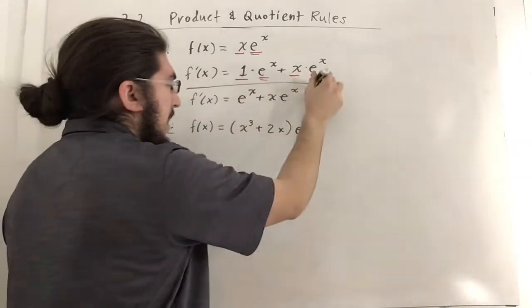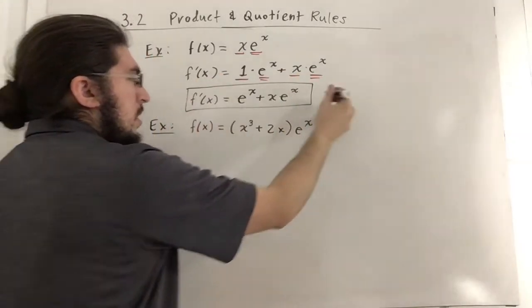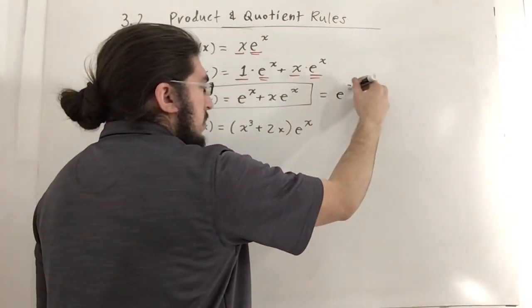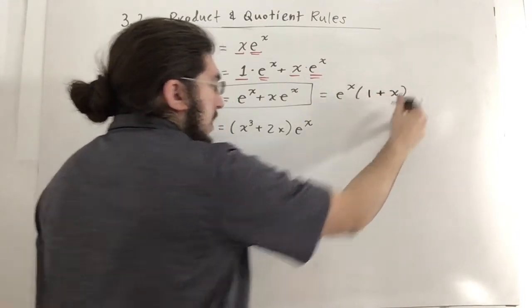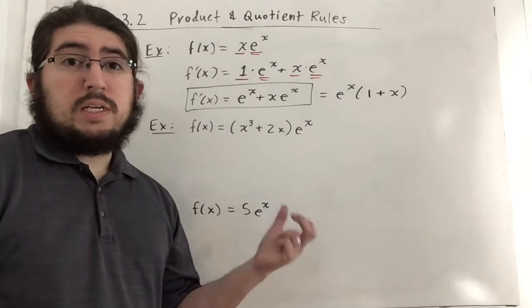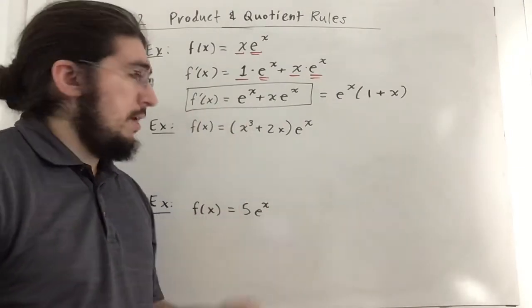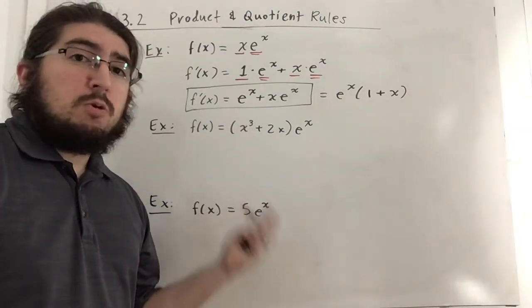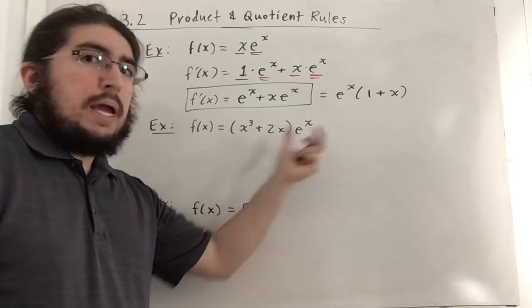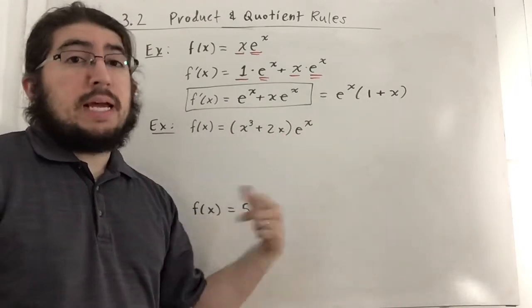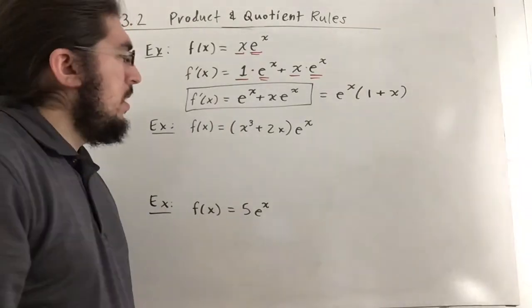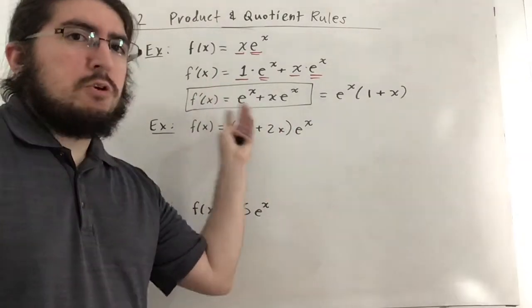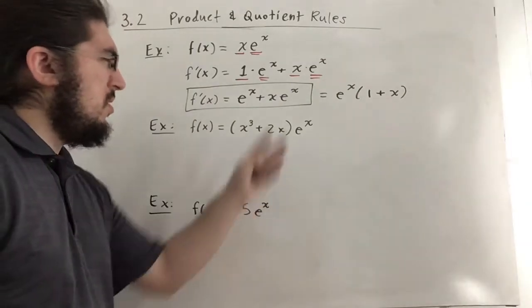Now if you wanted to factor e to the x out, you certainly could, but I'm going to leave my answer non-factored. The reason why I'm at least bringing this up, though, is because after we see quotient rule, we may actually need to do something like this because there may be cancellation, but we'll get to that in its own time. I'm just bringing that up right now that you could factor if you wanted to for product rule, but you don't have to for product rule.